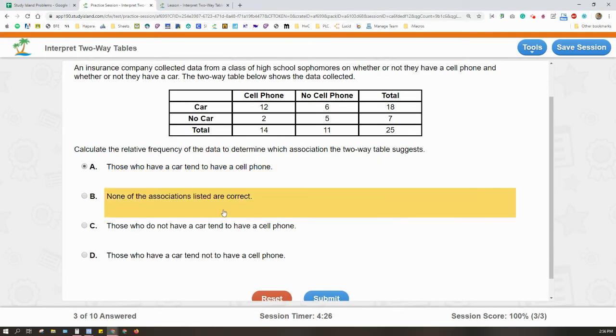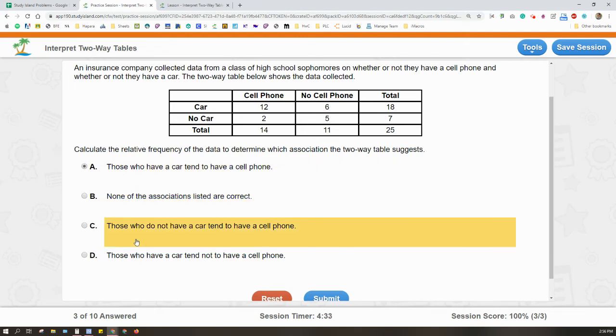Let's go through and make sure we know why the other three are false. B says none of the associations listed are correct. Well, we think A is correct, so let's move on to C. Those who do not have a car tend to have a cell phone.